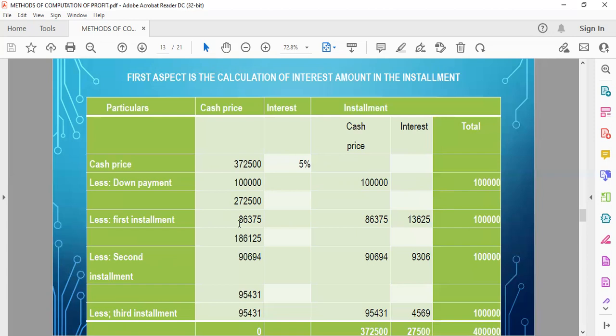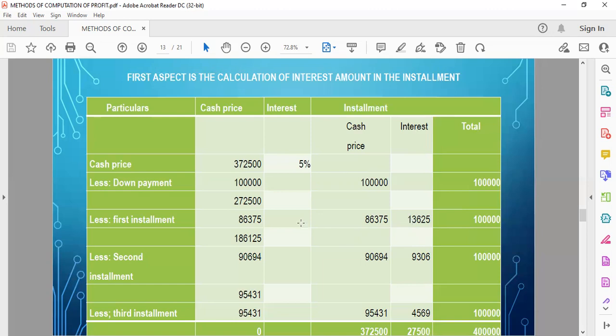The installment amount is 86,375. So you subtract that 86,375 and you will get the balance 1,86,125. Then here you should write the installment amount 86,375, and the interest amount also you have to write here.